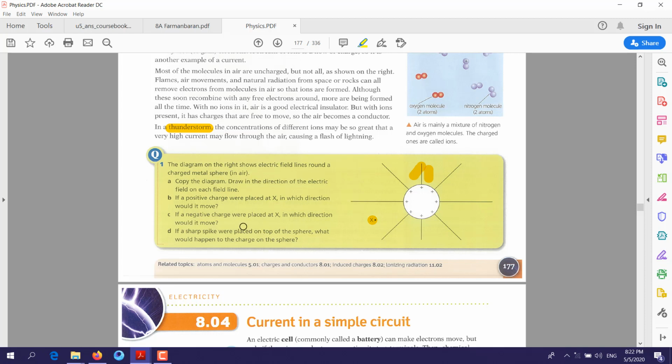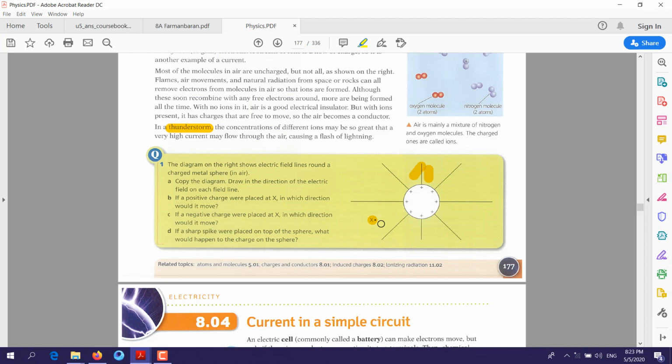C, if a negative charge were placed at X, in which direction would it move? Now here, instead of positive, we will say it is negative. If this is negative, to which direction will it move? Of course, it will move toward the sphere. Why? Because here you have positive and here you have negative. Two different charges, they will attract each other.